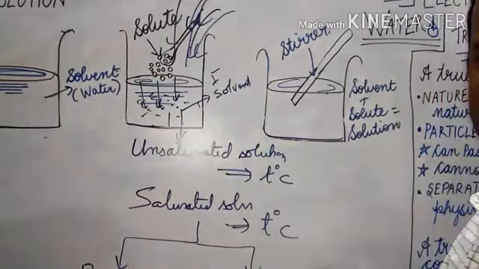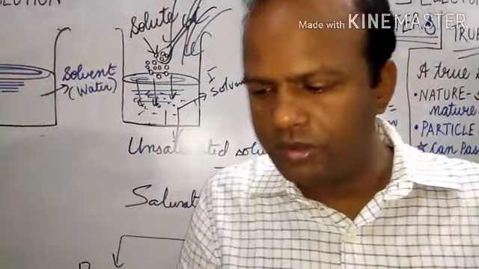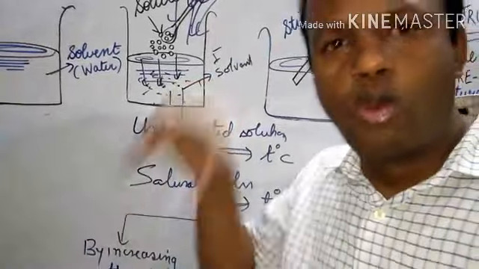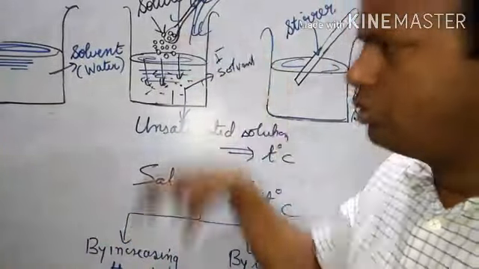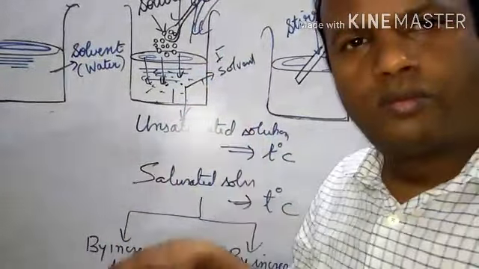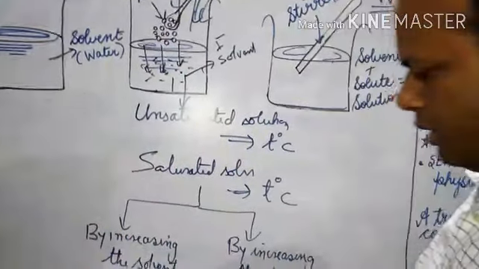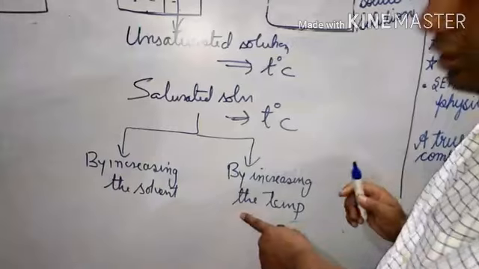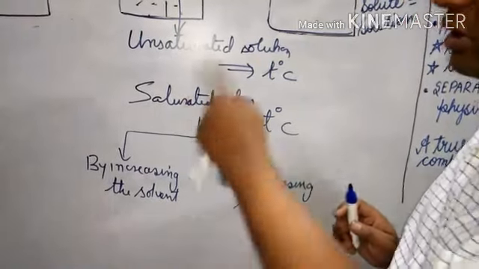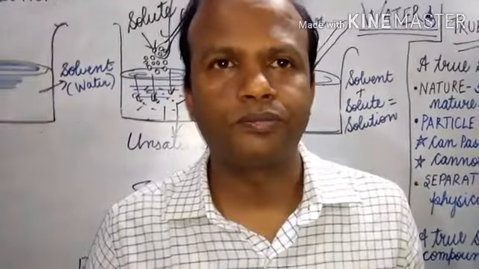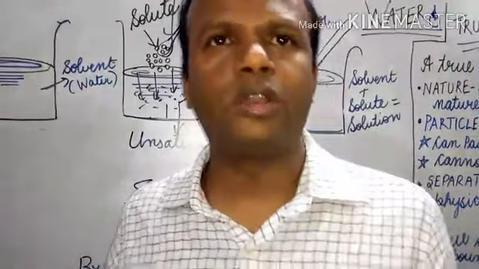Now when you increase the temperature, these intermolecular spaces increase. So solid particles get more space to dissolve, to settle down, or to take their place. Therefore, more solute can be added. So by increasing the temperature, the saturated solution becomes an unsaturated solution. So this is saturated and unsaturated.